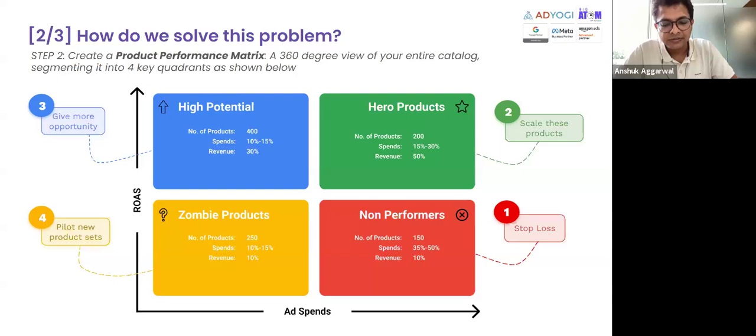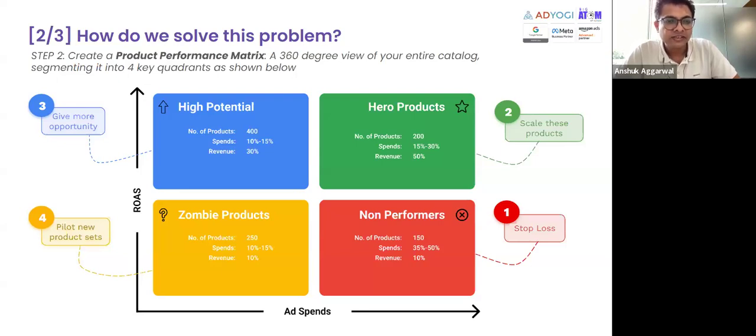One way you can figure it out is, it's tough to do that, but look at the incremental ROS we are getting on the hero products. So imagine we have, let's say, 200 hero products. We are spending, let's say, a lakh rupees per month on those, and we're getting a 4x ROS. Now, next month, if we spend 2 lakh rupees on the same 200 products, and we continue to get 3.5 to 4x, then it's not a problem.